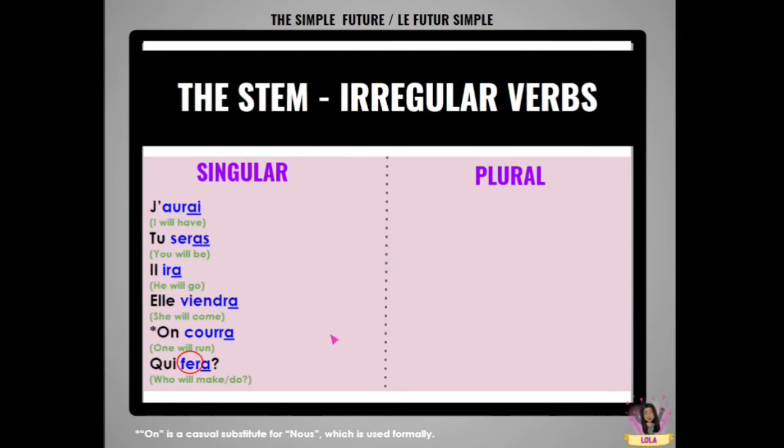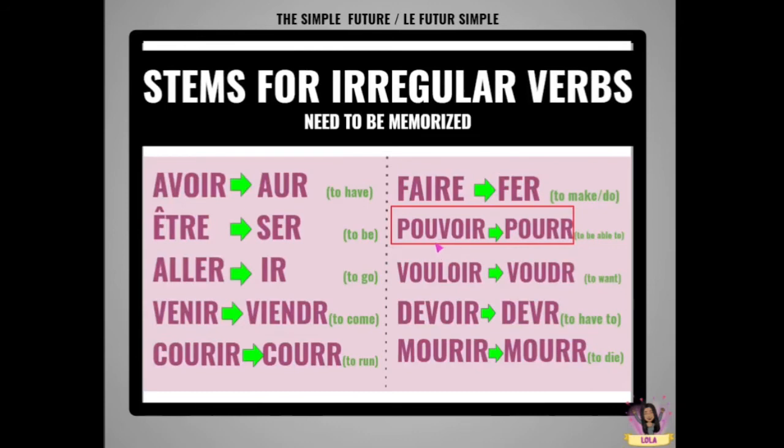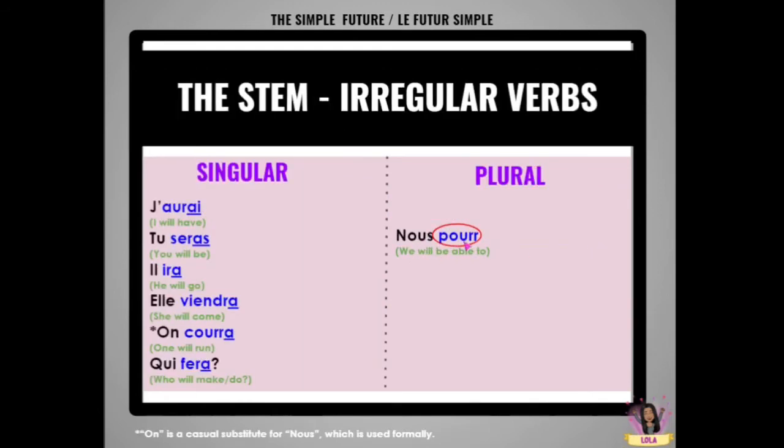Going on to the plural side, we're going to do the plural side in a second. Let's just look at what verb we're looking at. We're looking at pouvoir, which becomes pour, P-O-U-R-R, to be able to. So nous pour, and then we know that the ending is going to be ONS. So it's nous pourrons, we will be able to.